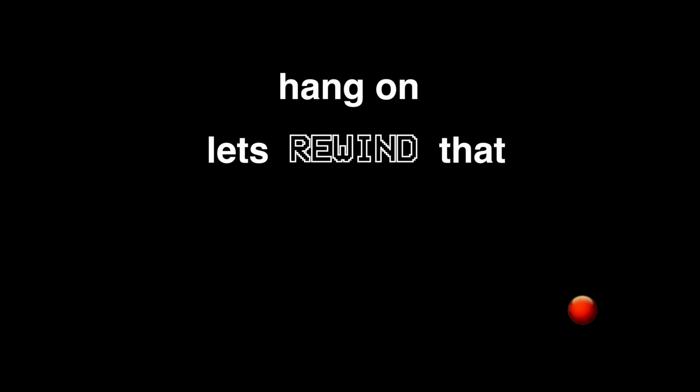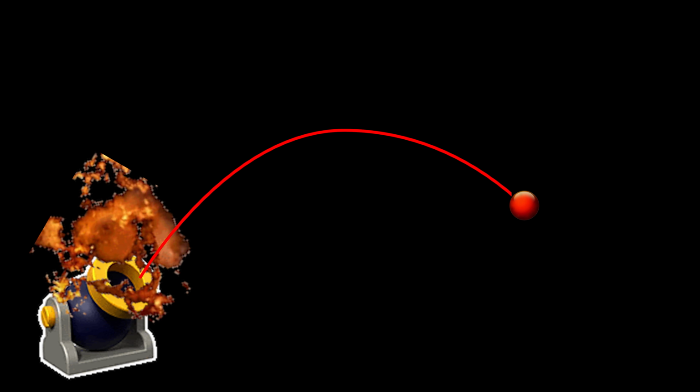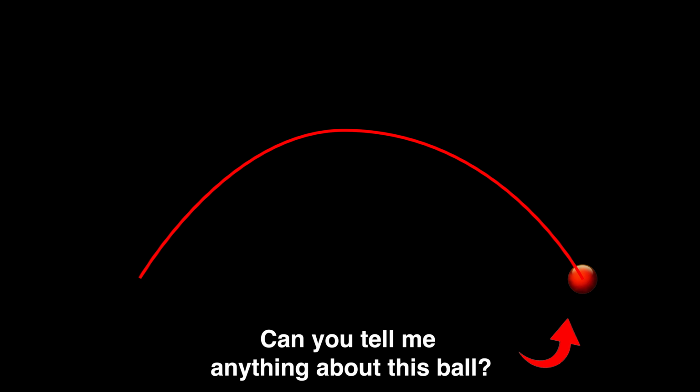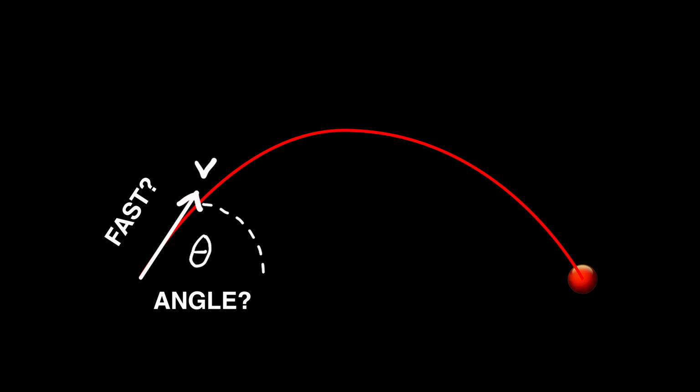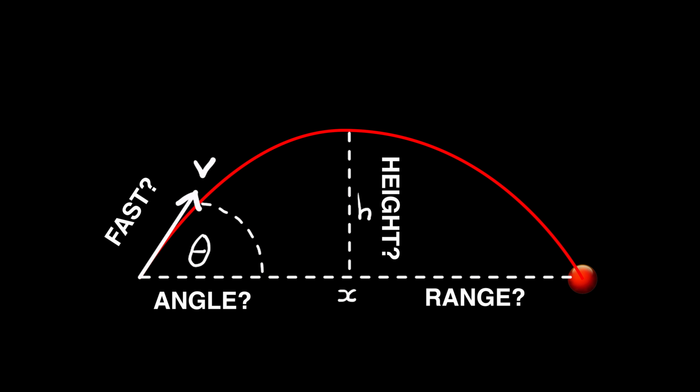Hang on, let's rewind that. How about we track the ball and trace its path? Can you tell me anything about this ball? How fast did it get shot? At what angle? How high did it go? How far did it go? These are all aspects that one can calculate. Why? So we can bowl.